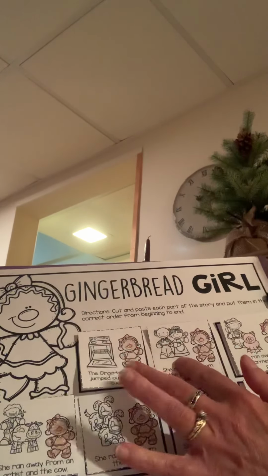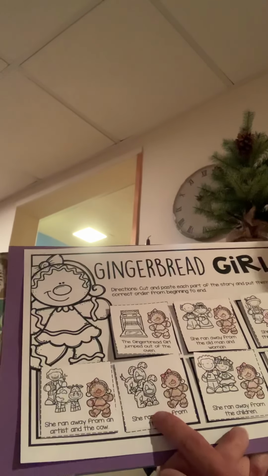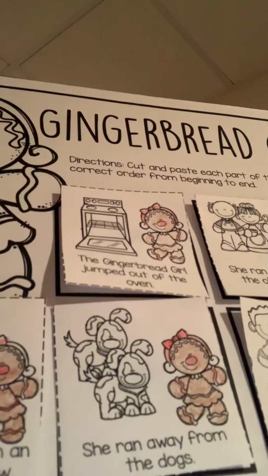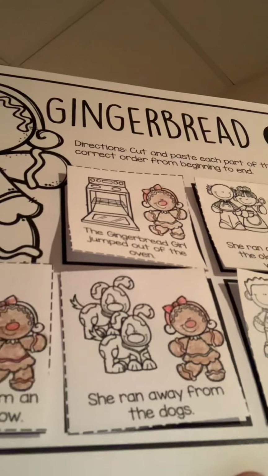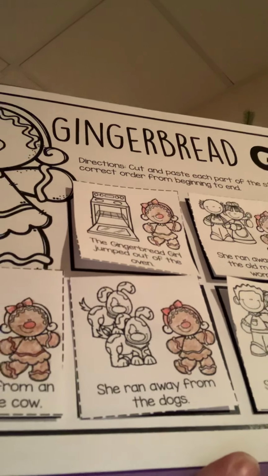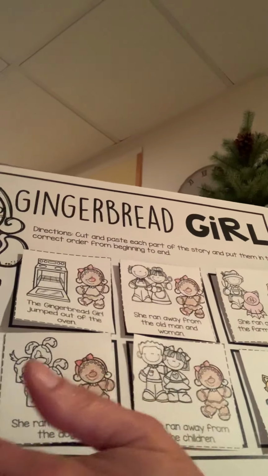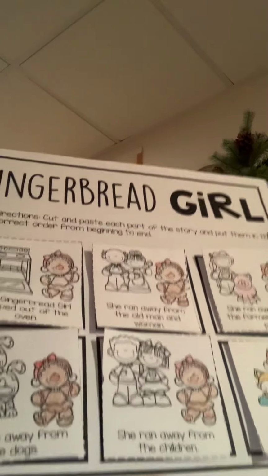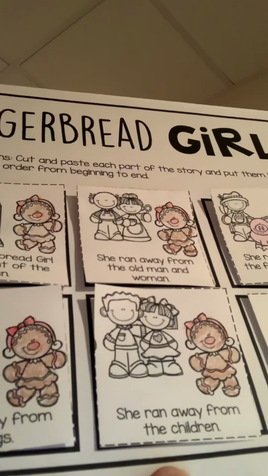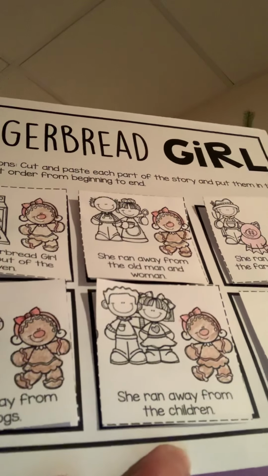Okay, first, second, third, fourth, fifth. Fifth or number 5. What happened next? She ran away from those dogs. Remember? There was a dog walker holding all those dogs on a leash, and she ran away from them too. And after that, let's see, first, second, third, fourth, fifth, sixth. The sixth thing was she ran away from the children that were at school. And now we're going to come to the 7th or the last thing.